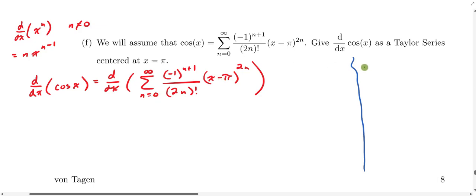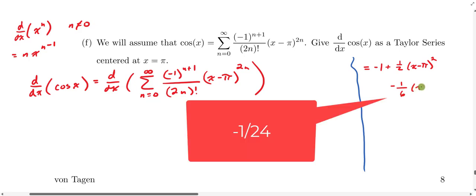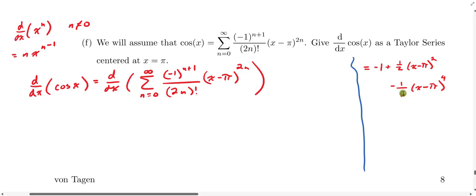When n is equal to 0, this power series gave us -1, and then when we had n equal to 1, we got the term 1/2 times x minus pi to the second, and then for the third term we got -1/6 times x minus pi to the 4th power. Oops, I'm sorry, that should have been -1/24 plus all of the other terms. And the reason I'm showing this is because if we were to take the derivative of this, then we can identify what those terms should look like.